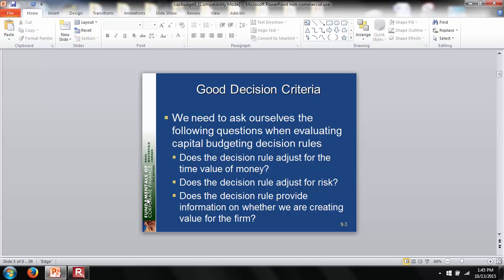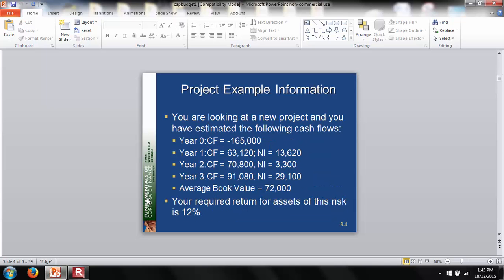So if you look at all these choices, perhaps what you find is that the only method that incorporates all these things, the time value of money, risk, and information on value creation, is the net present value. So that's perhaps the reason why the textbook and most academics stress the importance of the net present value. But in reality, the internal rate of return is equally popular, especially in industry.